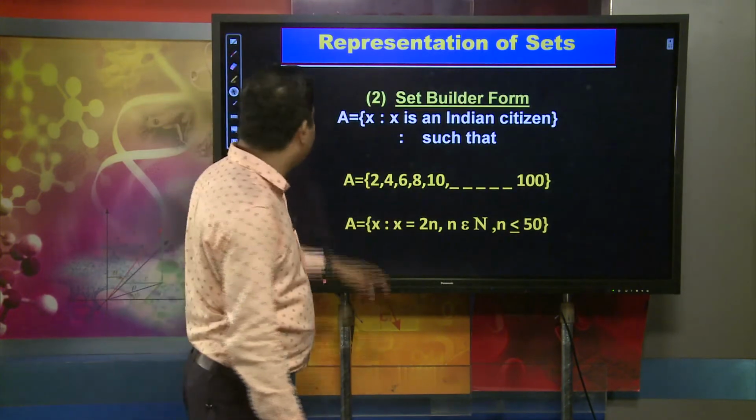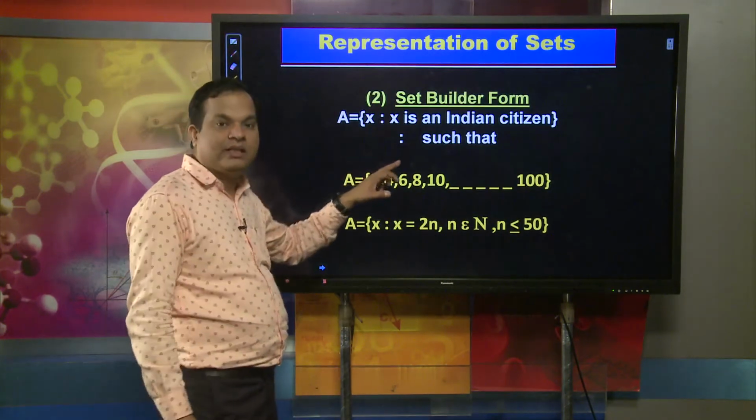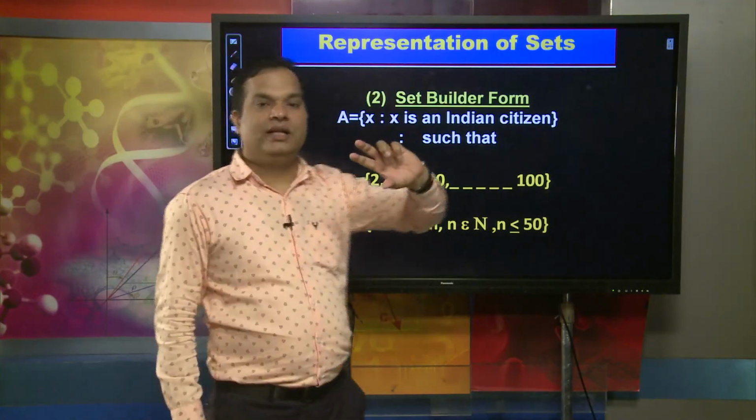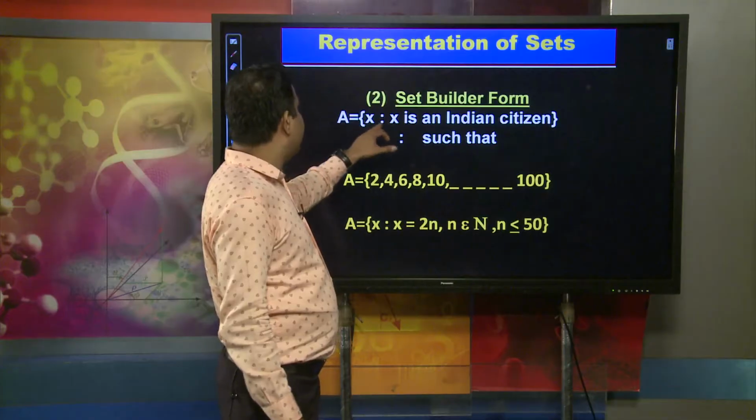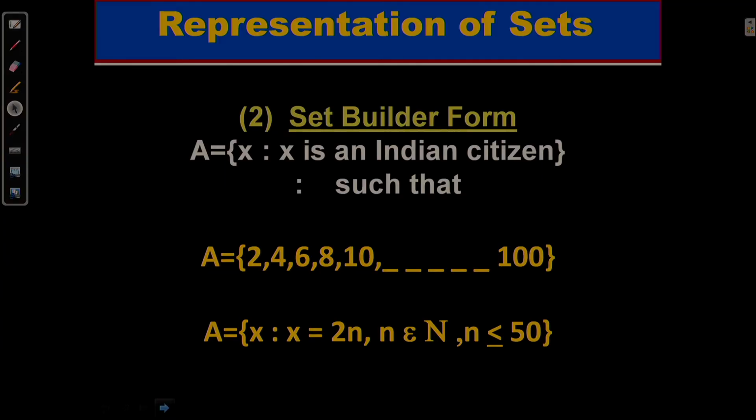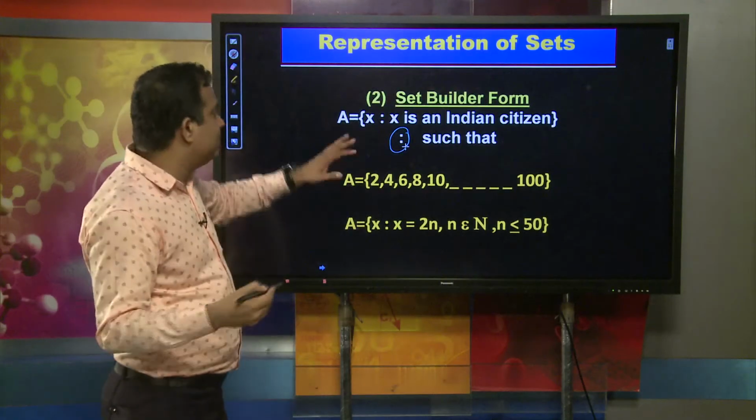What is the set builder form? The name of the set will be written in a capital letter, and there is a word we have to use: X such that X is an Indian citizen. This is the symbol of "such that". That is the way to write in set builder form.